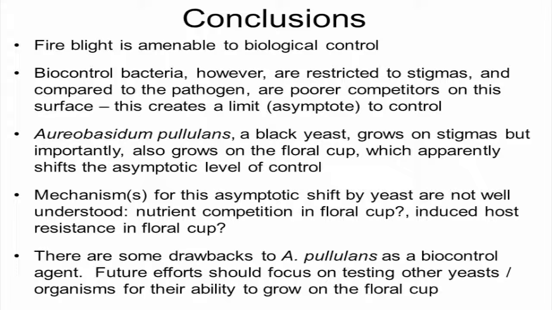Mechanisms for this asymptotic shift by the yeast are not well understood, other than it grows in the floral cup. Is it nutrient competition? I don't know. Is it induced resistance? Say the presence of the yeast is somehow turning on defense genes inside the flower. I don't know. That's a possibility. And importantly, there's a product now that's made of this Basidium pullens, and it's actually a very aggressive yeast. It actually can be a pathogen itself under certain circumstances. So what I'm suggesting to people that are interested in biological control of fire blight is that they look at yeasts for control of fire blight and not continue to look at bacteria. All right?